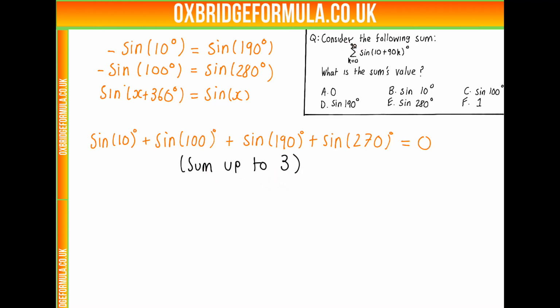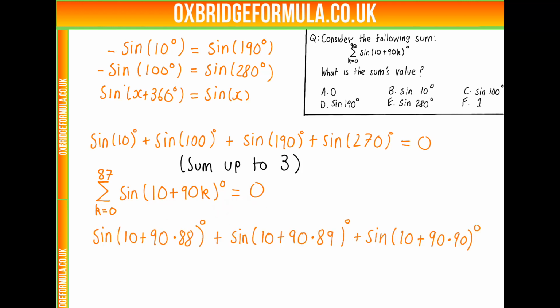So how does this help us? Well, we can deduce this because we know our sum from k equals 4 to 7 is going to be exactly the same as this, because sine is periodic with period 360. So our sum up to 7 would be 0, our sum up to 11 would be 0, our sum up to any multiple of 4 minus 1 would be 0, and 87 is the last multiple of 4 minus 1 before 90, because 88 is 4 times 22. So we know our sum up to 87 is 0, and so this is all we have to look at.